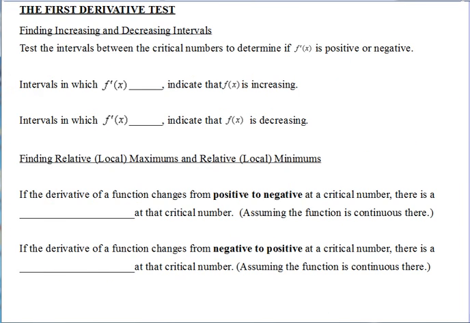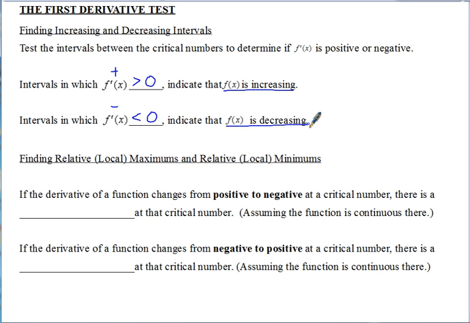So with our first derivative test, intervals in which the first derivative f prime of x is greater than 0, in other words positive, indicate the function is increasing. Intervals in which the first derivative is less than 0, negative, indicate the function f of x is decreasing.